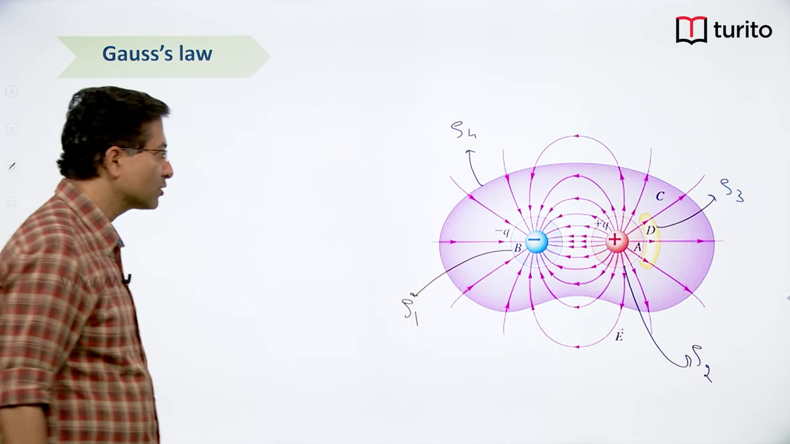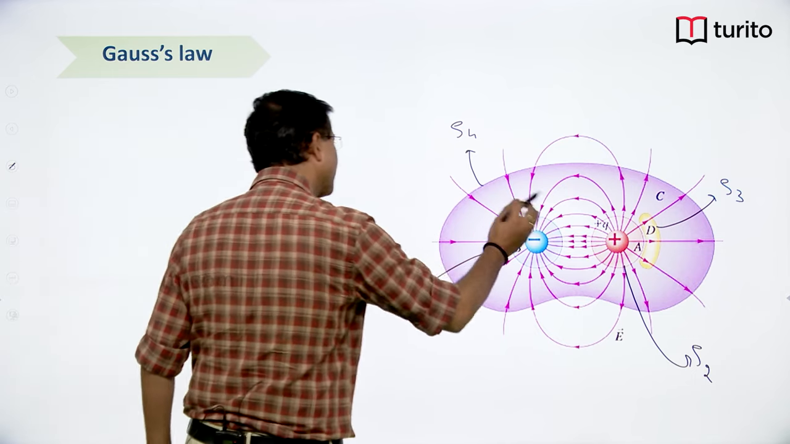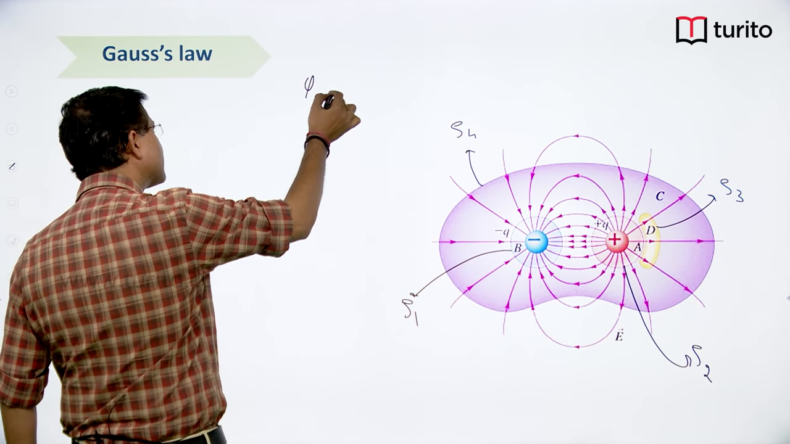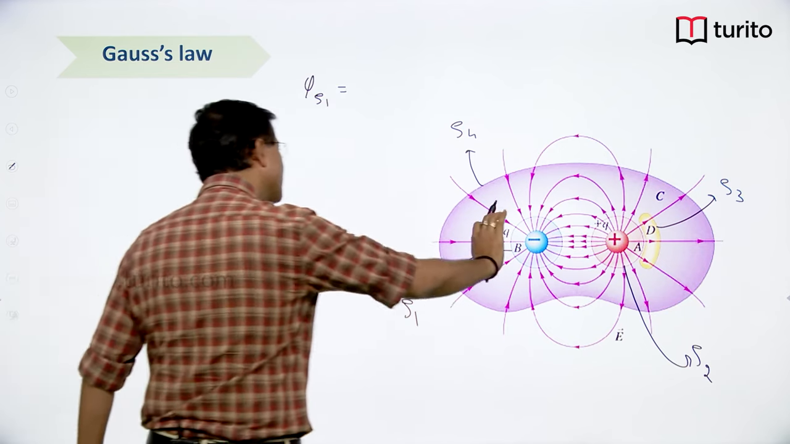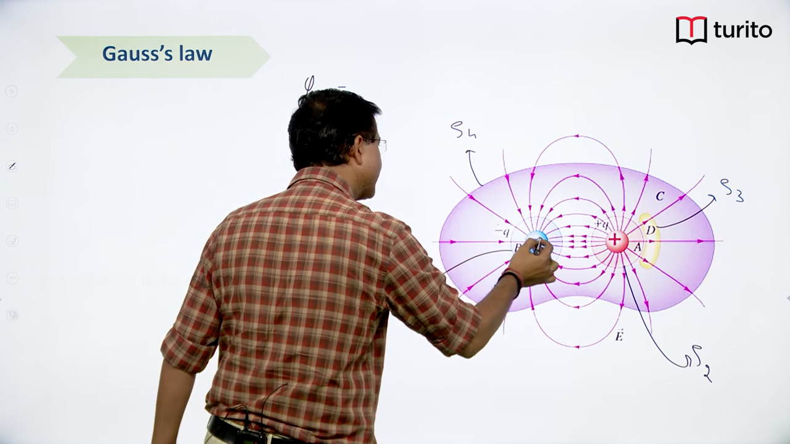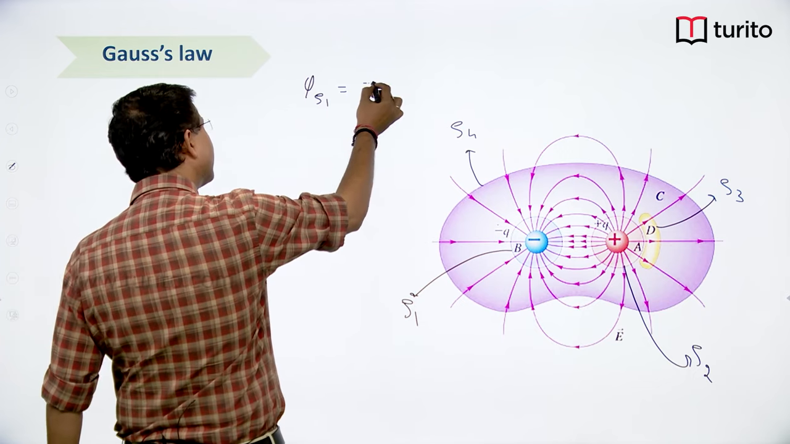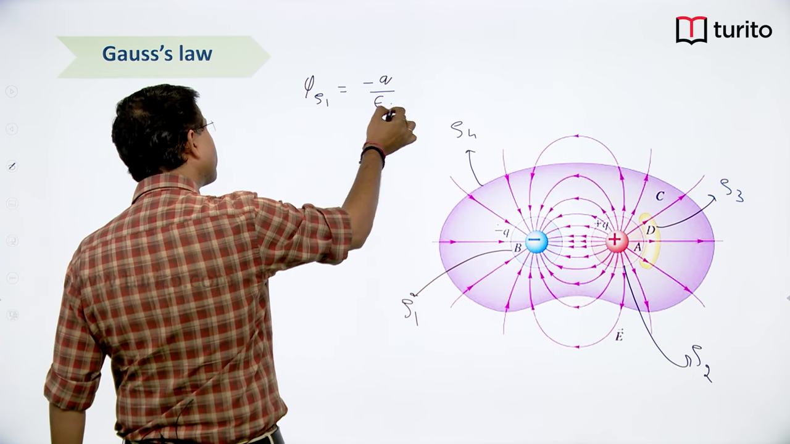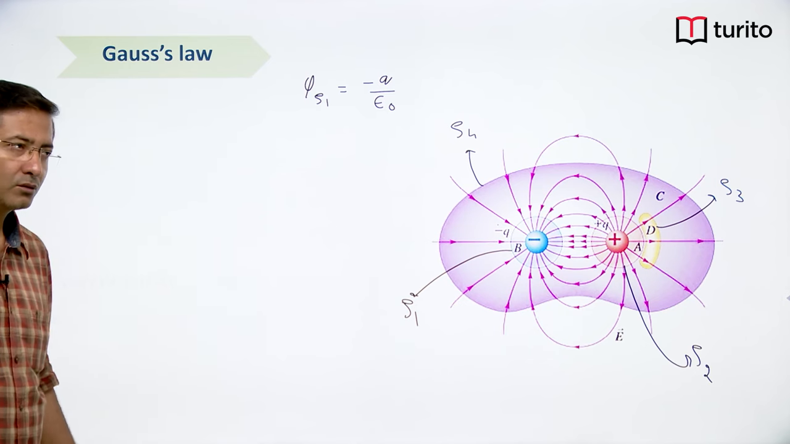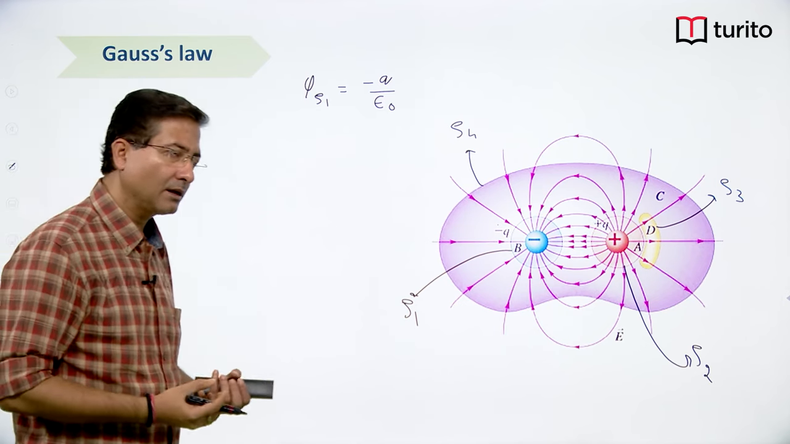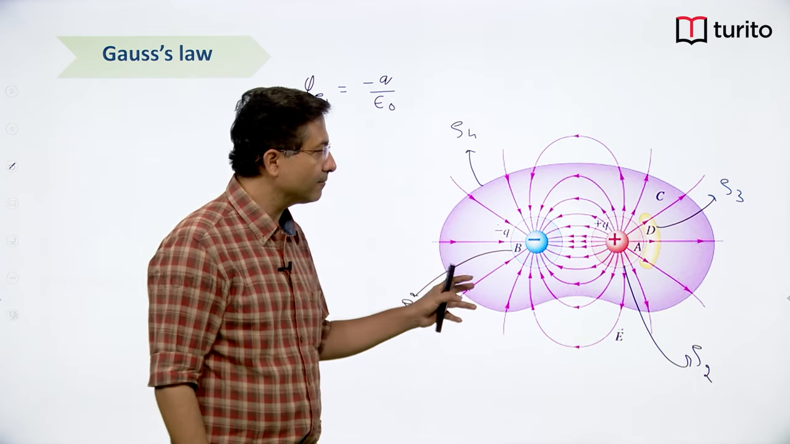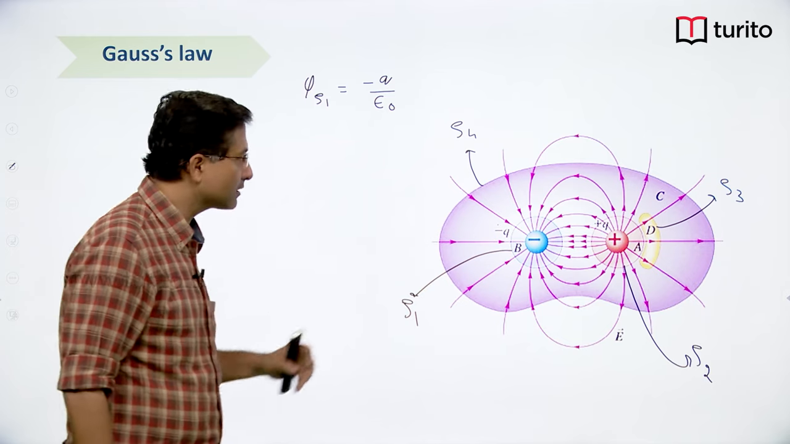So if I ask what is the flux associated with S1, surface 1. So surface 1 is just enclosing this minus Q. So I can write minus Q upon epsilon naught. So I have taken a dipole and different surfaces so that you will have an idea how to write the flux.